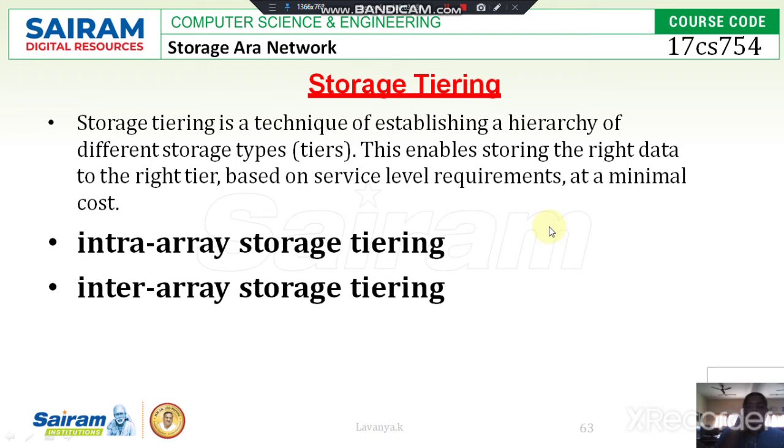Then I am going to move on to the two types of storage tiering, that is intra array storage tiering as well as inter array storage tiering. The array within the array storage tiering, that we call the inter array storage tiering. It means the storage disk, within that one more storage disk, and that we call the inter array storage tiering.